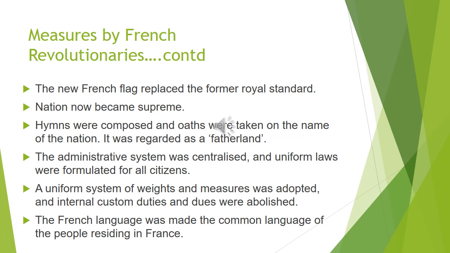Also, a uniform system of weights and measures was adopted, and internal custom duties and dues were abolished. So, to help trade and commerce, a new system of weights and measures was adopted, because earlier there were different systems of weights and measures in different parts of the country. So that would be a hindrance for trade and commerce. So these were done away with, and a uniform system which would be applicable throughout the country was introduced, and even internal custom duties and dues were abolished. So the taxes which had to be paid in different parts of the country were also abolished, and this was done primarily to increase the trade and commerce within the country.